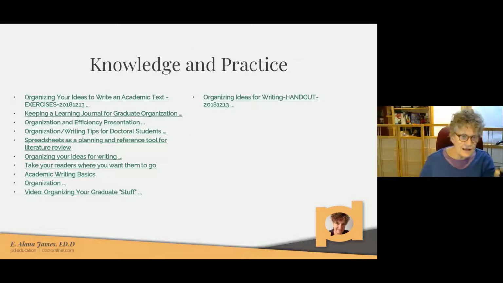So on the left-hand side, on the knowledge side of this, there's some previous webinars on organizing ideas, on getting your stuff. We have a lot of stuff in academic life, so how do we keep it working for us rather than against us? How do we funnel to our readers? How do we take them where we want to go? And there's a handout from one of Dr. Maria's on that, and there's a lot there.